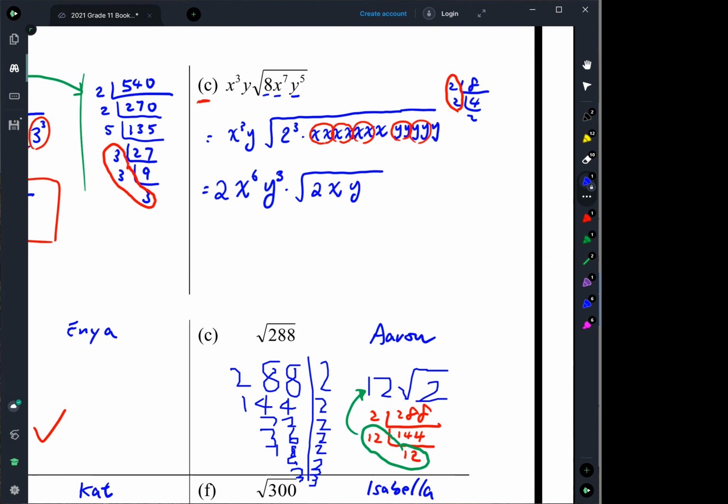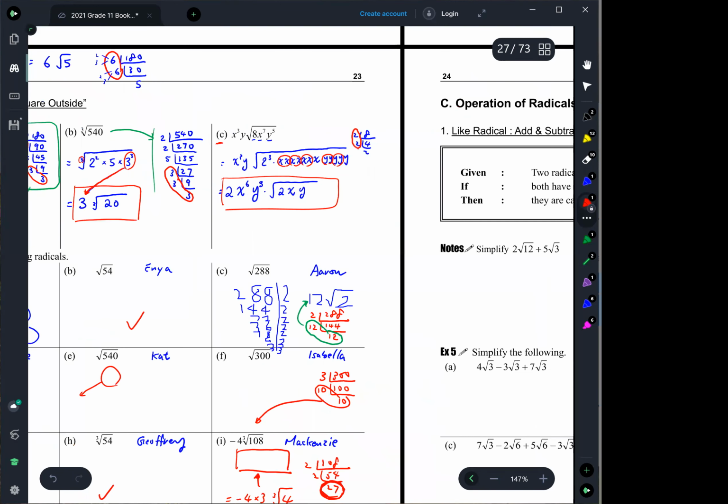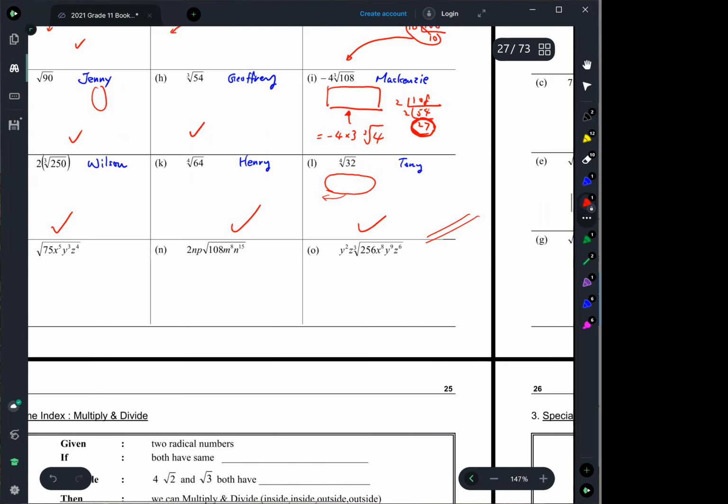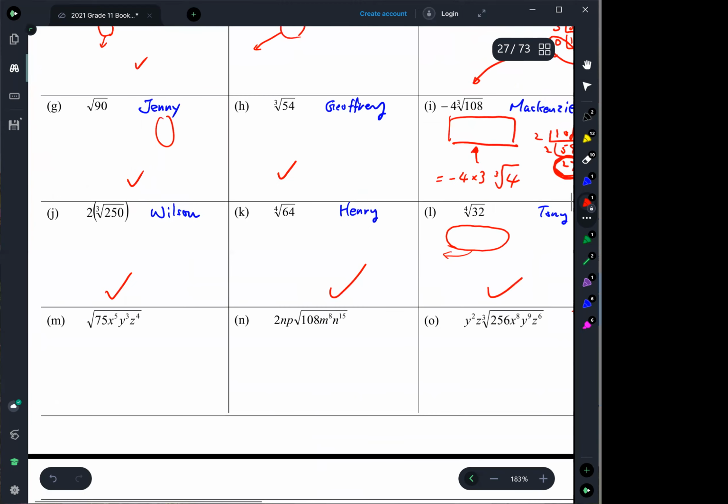So if it's a cube root, then you find out how many groups of 3 can go out. Okay, so if you understand how to do the numbers, this is not too much harder. Okay, any questions? So we're gonna do the following 3 questions by yourself. Okay, so you can raise your hand when you are done, right?